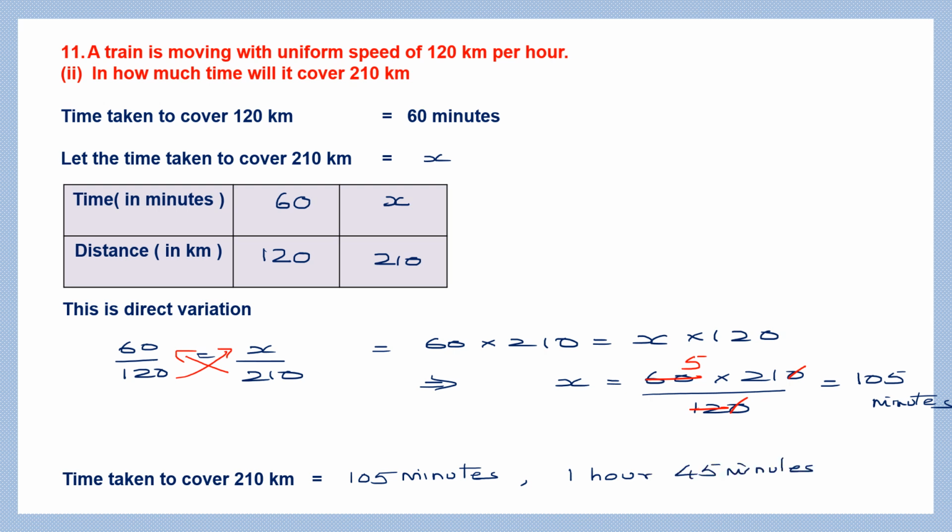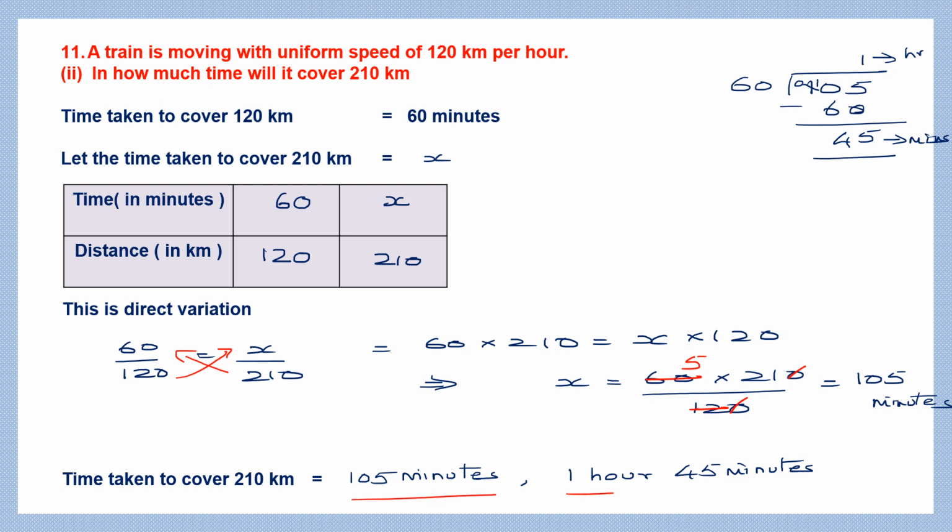That is, you divide 105 by 60 because 60 minutes. So 60 ones are 60 and 105. Now let's subtract. So here we have 5. 10 minus 6 is 4, 45. So this is 1 hour and this is 45 minutes. So that's how we got our answer, 105 minutes, or you can write 1 hour 45 minutes.